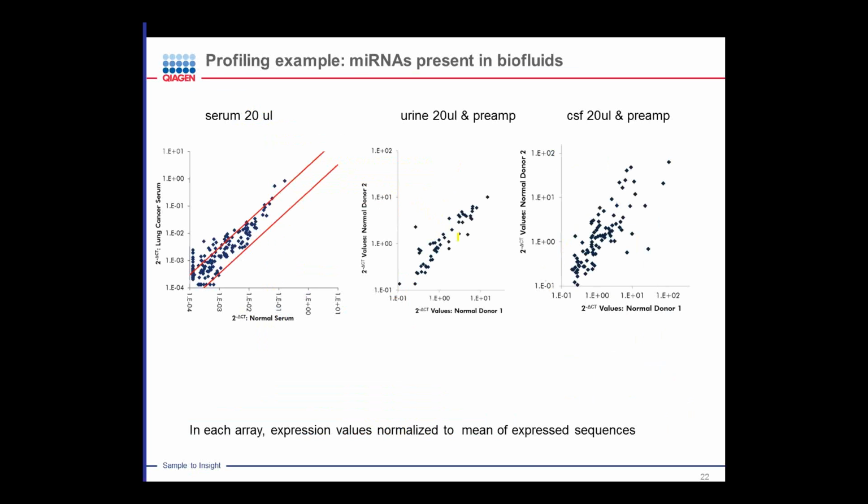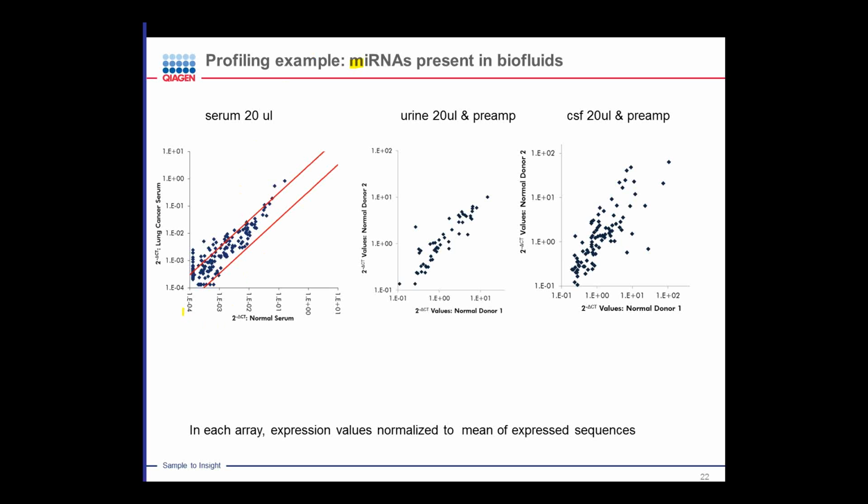As an example, because Dr. Deere will be speaking about profiling from serum, this is profiling microRNAs in 3 different body fluids: serum, urine, and cerebrospinal fluid. And in all these arrays, we're normalizing expression to the mean of expressed sequences. I don't have a lot of time today to talk about normalization. We certainly can discuss that afterwards.